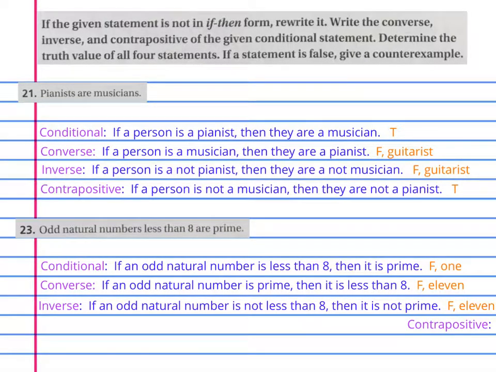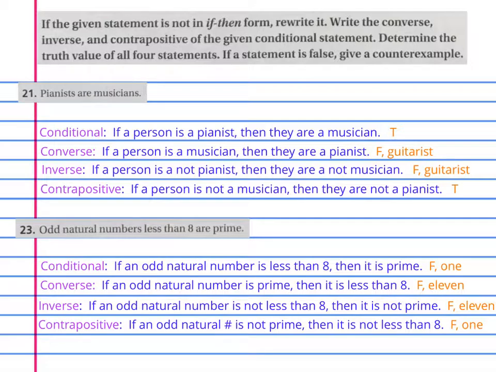And finally, what the contrapositive does is it switches their position, the hypothesis and conclusion, and it negates them. So here we have a hypothesis of less than 8, and conclusion is it's prime. So we're going to switch those and negate them. So it's going to say not prime. If an odd natural number is not prime, then it is not less than 8.